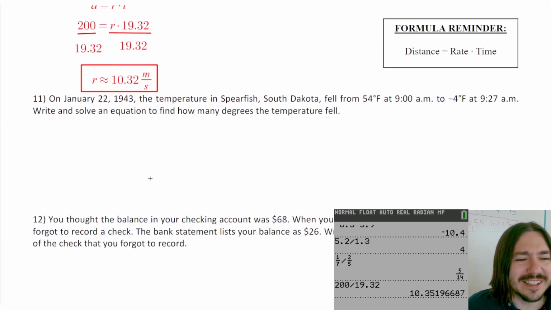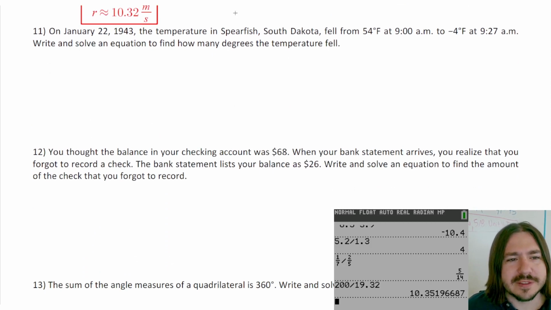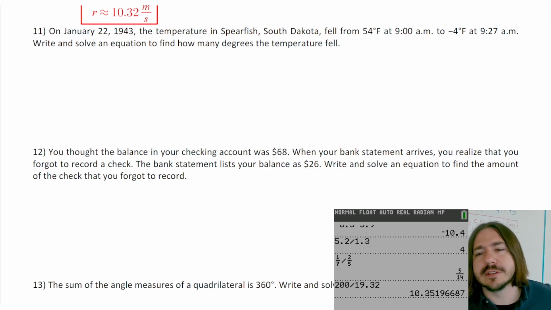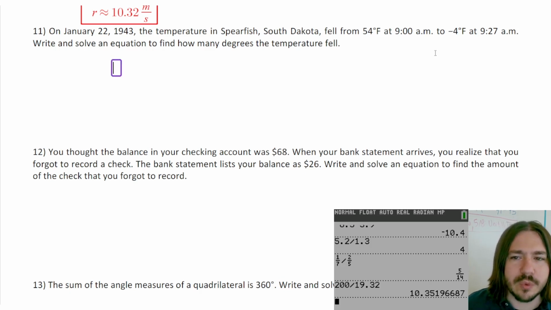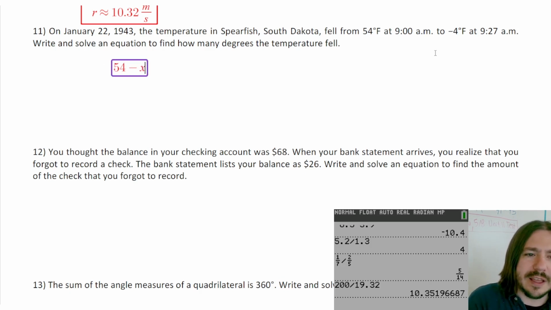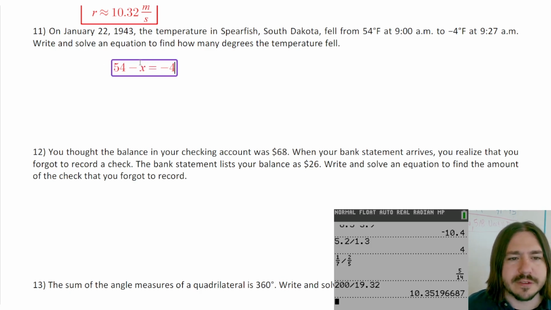Okay, number 11. On January 22nd, 1943, the temperature in Spearfish, South Dakota fell from 54 degrees Fahrenheit at 9 a.m. to -4 degrees Fahrenheit. What a drop there. That's a 60-degree drop. Jeez. At 9:27. Write and solve an equation to find how many degrees the temperature fell. Okay, well, spoiler alert, I already gave you the answer, but let me show you how you would write the equation here. We would say 54 minus x equals -4. That's basically the setup here.